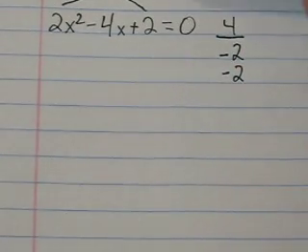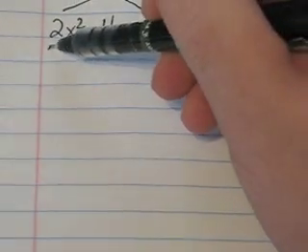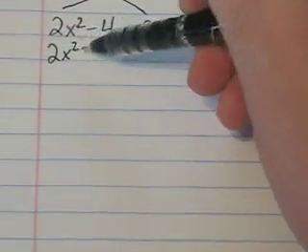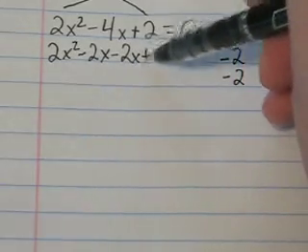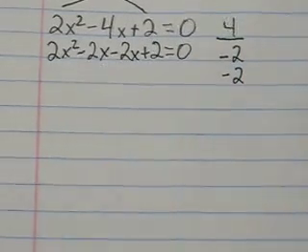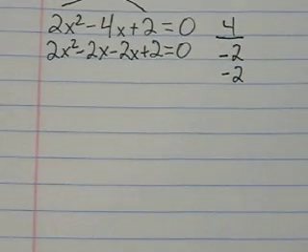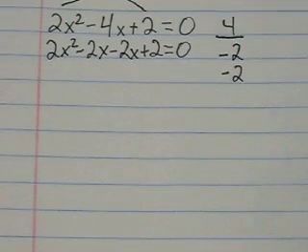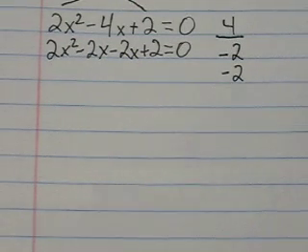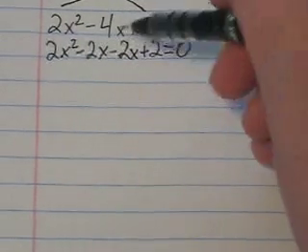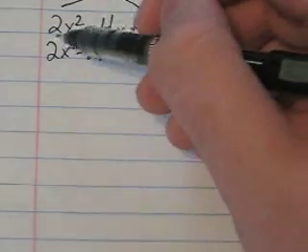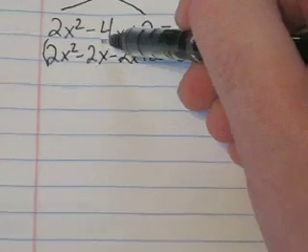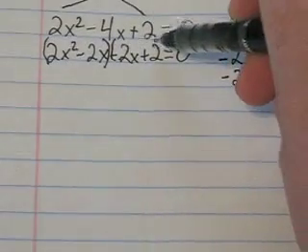So what we can do at this point is rewrite the equation as 2x squared minus 2x minus 2x plus 2 equals 0. The reason why we can do this is because we're not actually changing the value of the quadratic, we're just rewriting that negative 4x as two terms, but the values are the same. Once you do that, you can group the first two terms and you can group the second two terms.